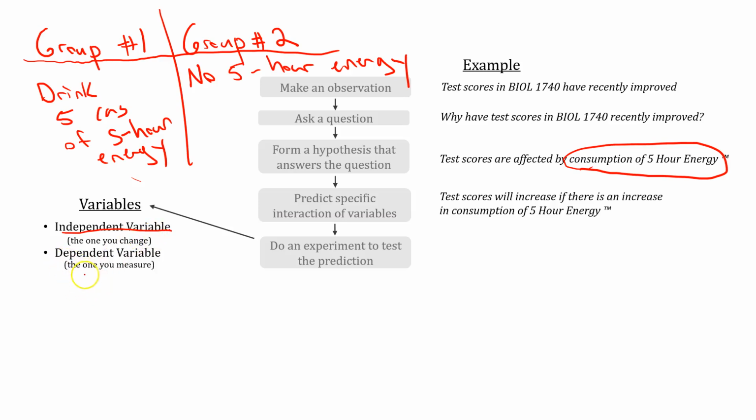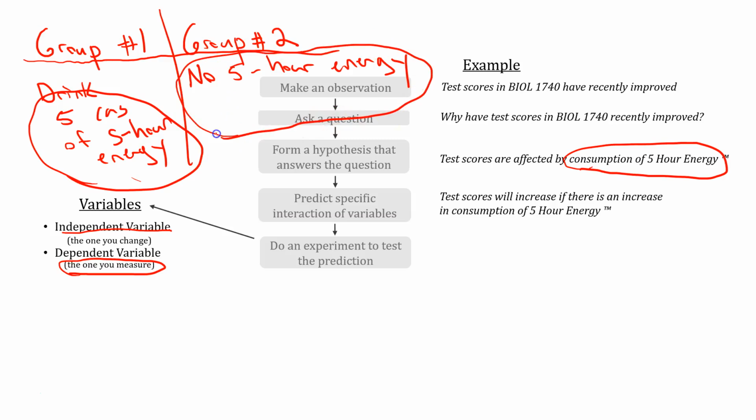And then the dependent variable is the one that I'll measure. So after these students take their exam, I will grade their tests and report the average grade. So the dependent variable is the test scores, and that is the one that I can measure, okay, the average test score of my students.